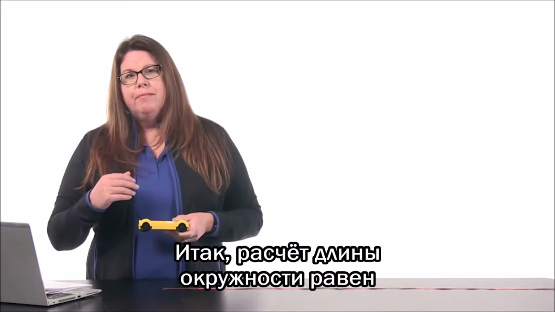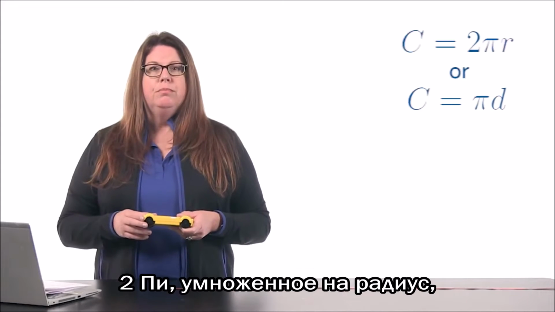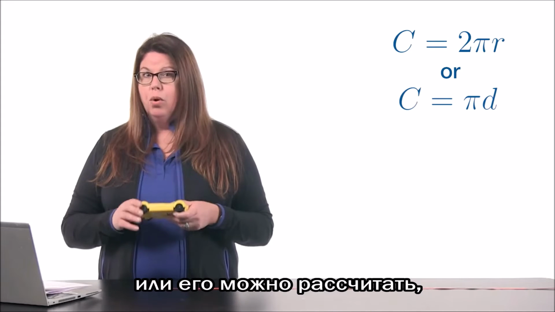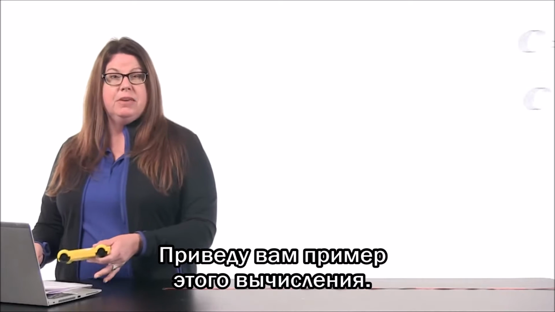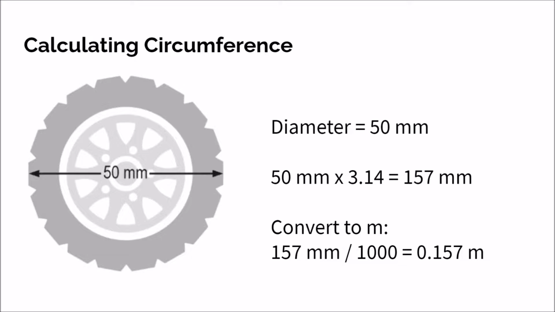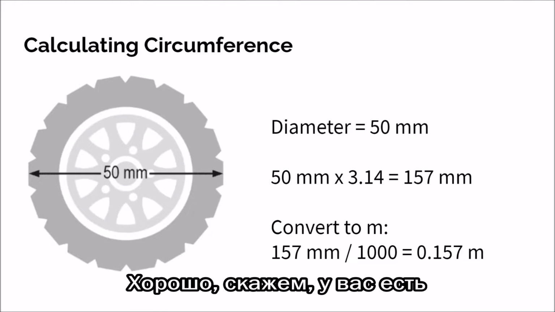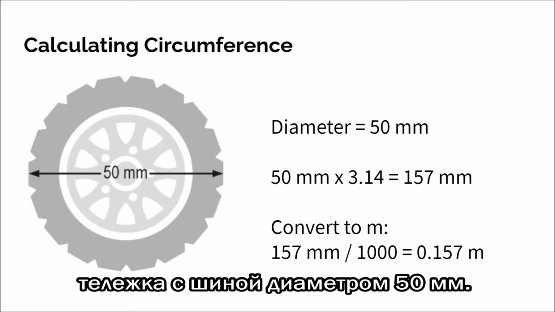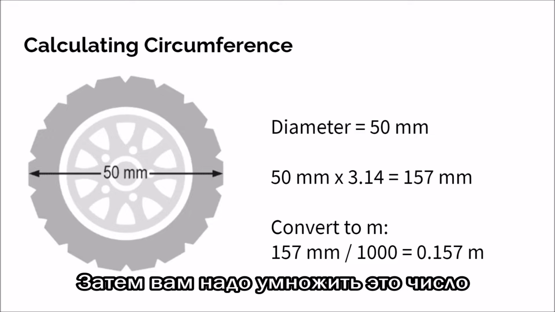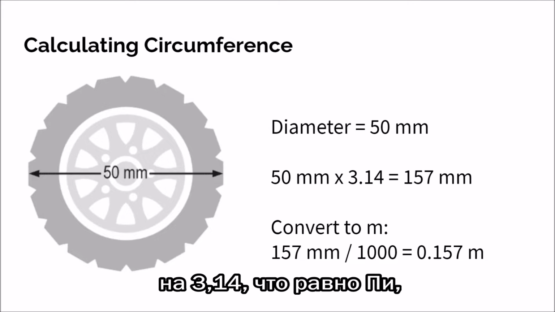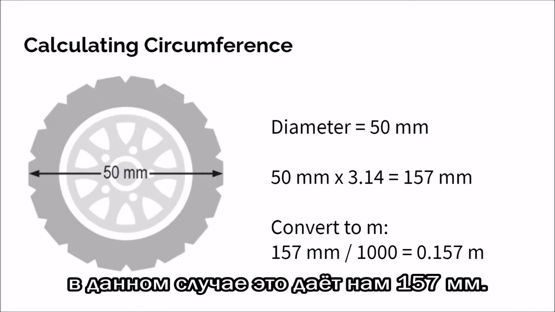So calculating circumference is going to be 2 pi times radius, or it can be calculated with just pi times the diameter. And let me give you an example of that math. All right, so say you have a vehicle that has a tire with a diameter of 50 millimeters. You're then going to multiply that number by 3.14, which is pi. In this case, it gives us 157 millimeters.